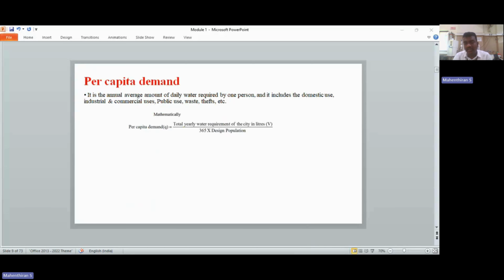This is the total quantity of water required for the entire city in 1 year, which is measured in liters. Whereas P is the design population. This is the population for which the system is designed. Now we have 365. This represents the number of days in a year, converting annual demand into a daily demand.